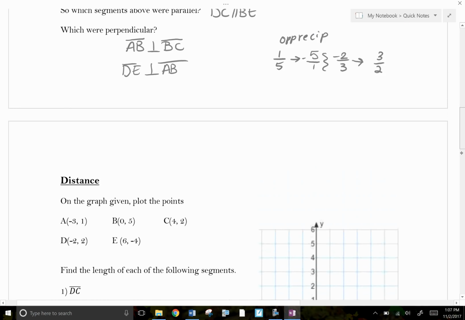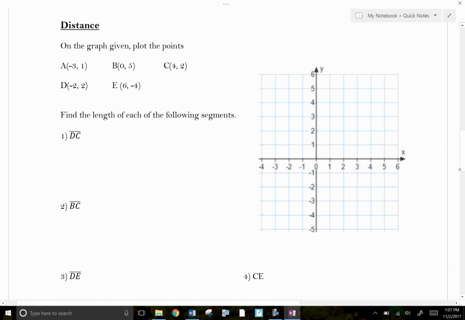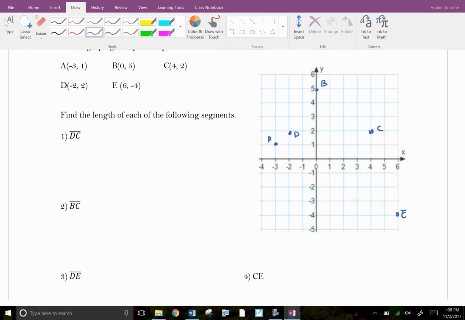Page 2. I'm cruising. Distance. All right, so now I got to find the distance between stuff. So take a second and let's plot these points. Negative 3, 1, 0, 5, 4, 2, negative 2, 2, 6, negative 4. Find the length of each of the following segments.